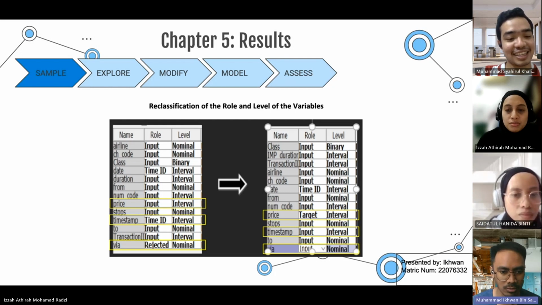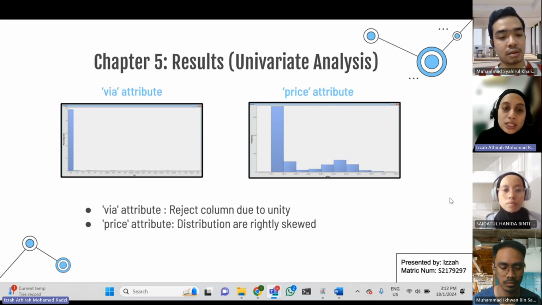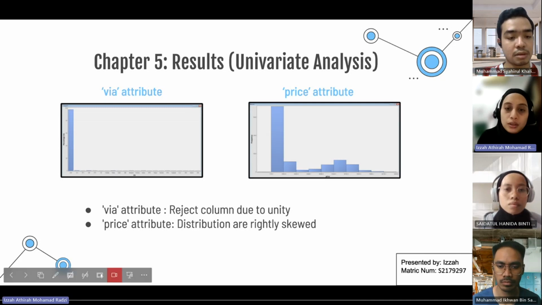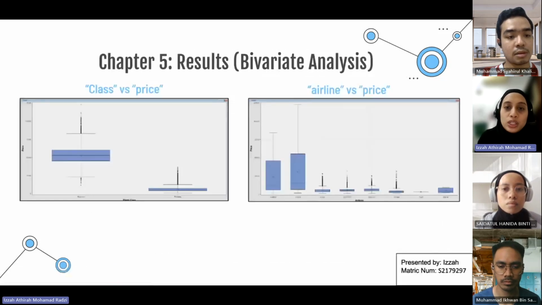Okay, so next, for the Explore part, we did a few analyses. First one is the univariate analysis, in which we try to see the attributes in the form of graphs. For the via attribute, we actually reject this column due to the unary result. And for the price attribute, we can see that the distribution is right skewed. And then we also did bivariate analysis. These are the graphs that we formed in the form of box plots.